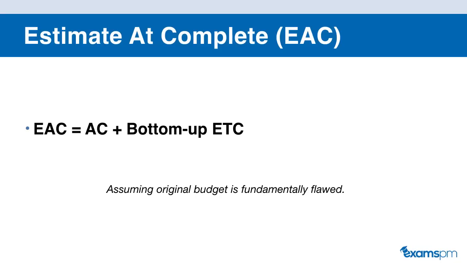So you would roll up all of the activities that you have into work packages, and those work packages into control accounts, and finally into a final budget, and then add that number to your actual cost in order to determine your estimate at completion. You would use this formula when you're assuming the original budget that you came up with is fundamentally flawed and you have to re-estimate everything in order to come up with a new estimation at completion.